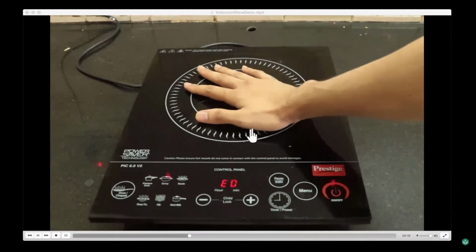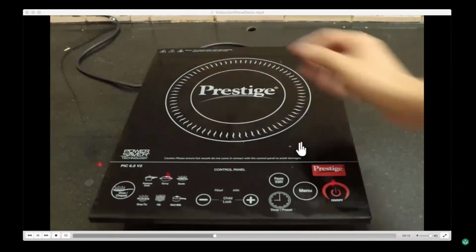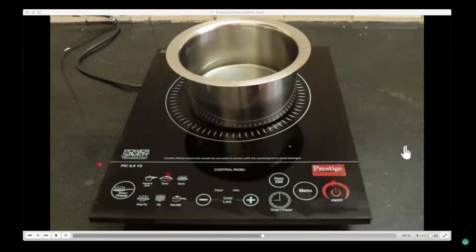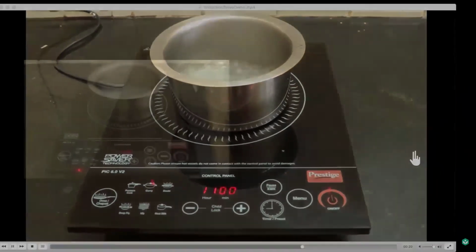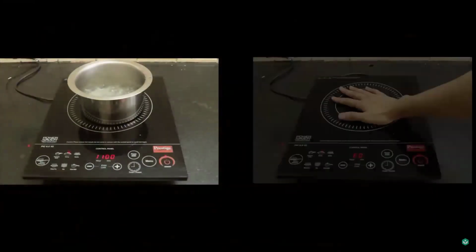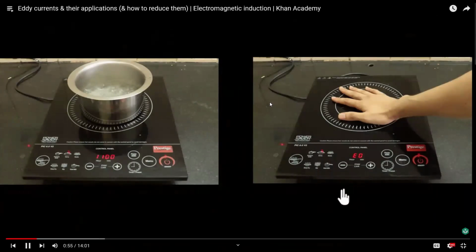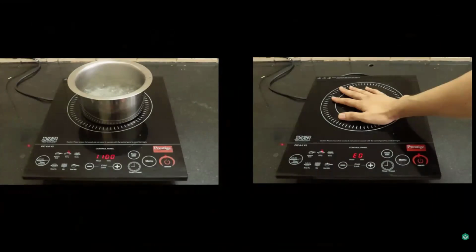It was right. It doesn't produce any heat. But then on that same thing, I keep a vessel of water, and within minutes, it starts boiling. So the question is, how does an induction cooker cook things and heat things up without itself getting hot? Well, that's what we're going to find out. And it turns out it's due to the science of eddy currents.